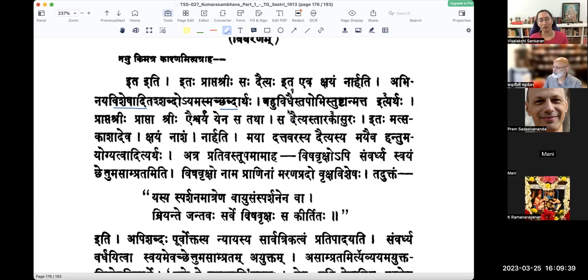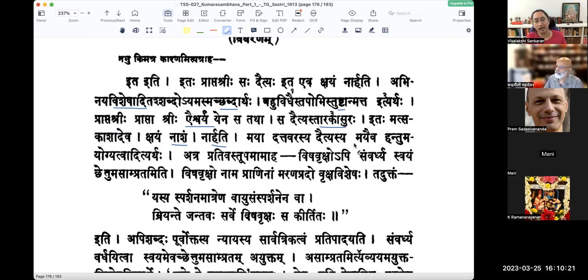Bahu vidhaihi tapobhihi tushtat mattaha brahmanaha. So from Brahma, who is tushta, very happy because of the different tapas that Tarakasura did, hence itaha Brahmanaha eva prapta shrihi aishwaryam yena, sa daityaha Tarakasuraha. Itaha matsakasha devat kshayam nashamapi na arhati. He doesn't deserve it. So maya dattavarasya daityasya, maya eva hantum ayogyatvat.